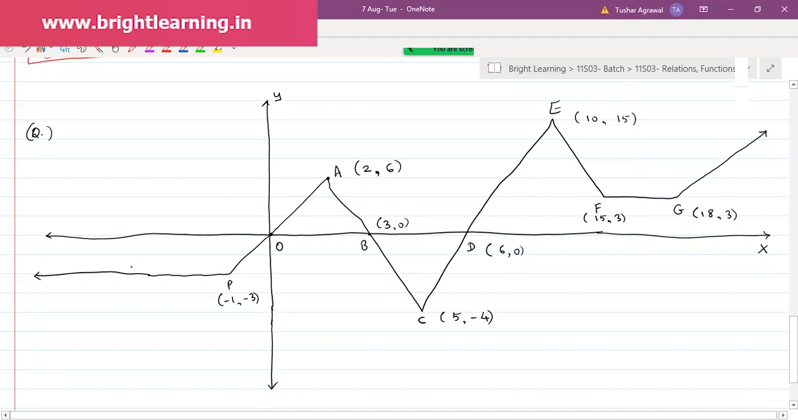Okay. Have you drawn the diagram, everyone? Yes, sir.